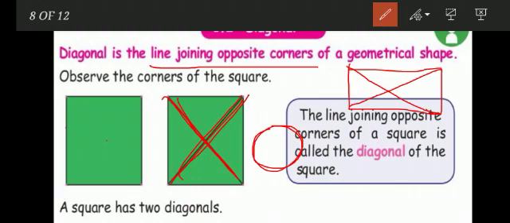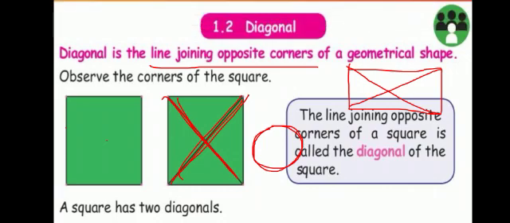How many diagonals does a circle have? Does a circle have any diagonals? No, because a circle has no corners. If there are corners, we can draw the diagonal line. But a circle has no corners, so we can't draw diagonal lines. So a circle has no diagonal lines, no corners, and no sides also.